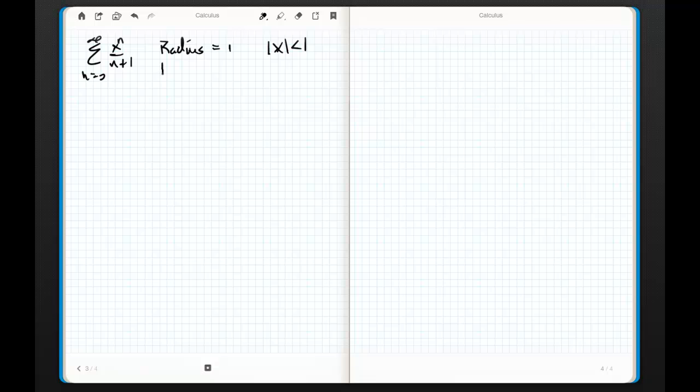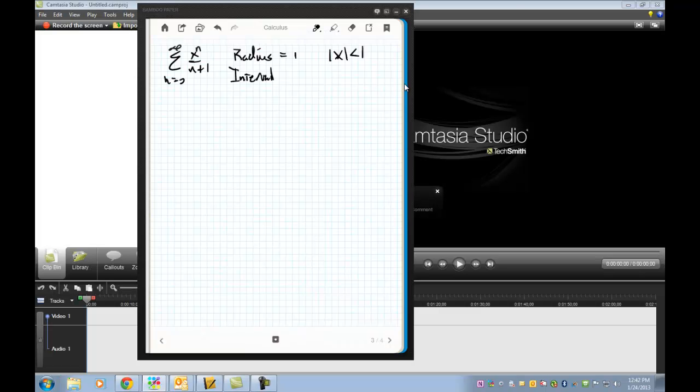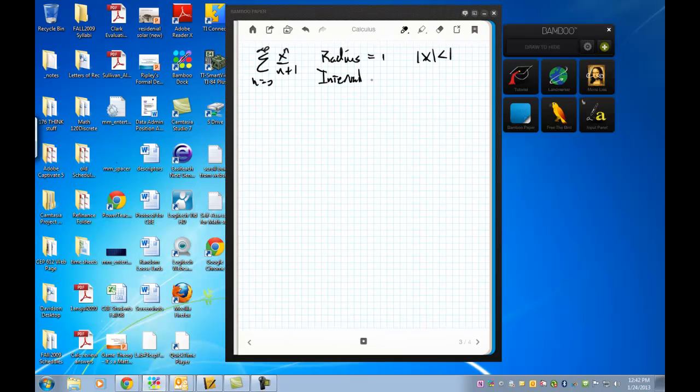Okay? The interval, oh man, this thing's driving me nuts today. You know what? It's driving me so nuts, I'm going to write it on a smaller screen. Let's get rid of that. I'm going to write it here. This is making me crazy.